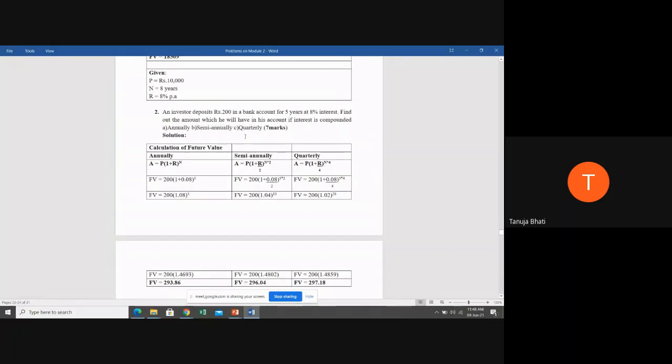So the first thing you need to analyze is that they are asking you the future value. The second thing you have to see is whether it is a single cash flow or multiple cash flow. It is a single cash flow. So what is the formula to calculate single cash flow? Solution: first we do annually, then semi-annually, then quarterly, because in one question 3 sub questions are asked. So we'll solve each sub question separately.